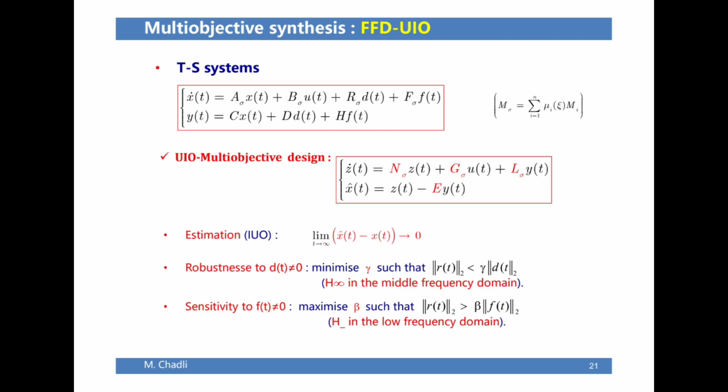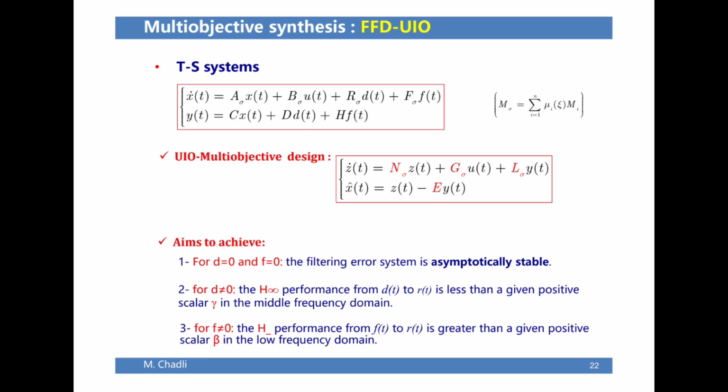So based on all the above conditions of the two slides before, we can summarize the objective as follows. For a TS system subject to sensor and actuator disturbances and faults, the objective is to design an observer allowing us to estimate the state and generate a residual signal as sensitive as possible to fault and as robust as possible to disturbances. So this slide summarizes the objective. So the objective can be summarized as follows.